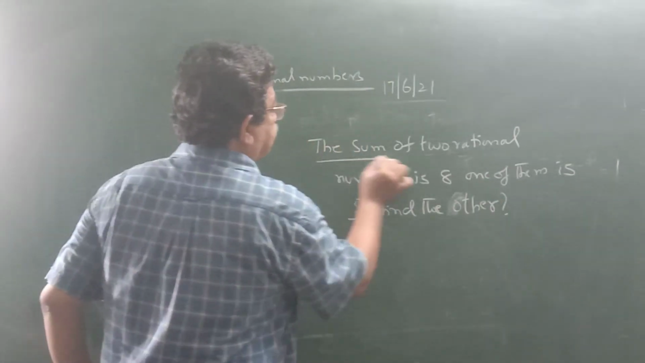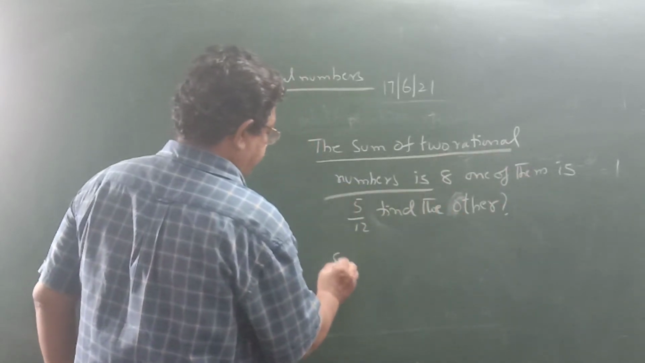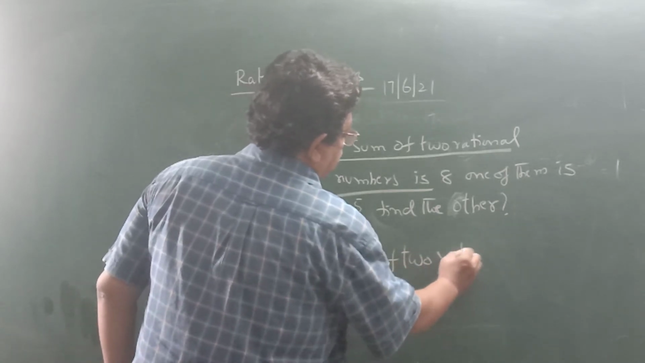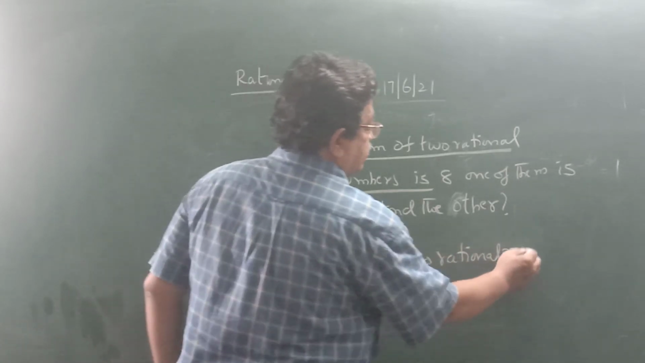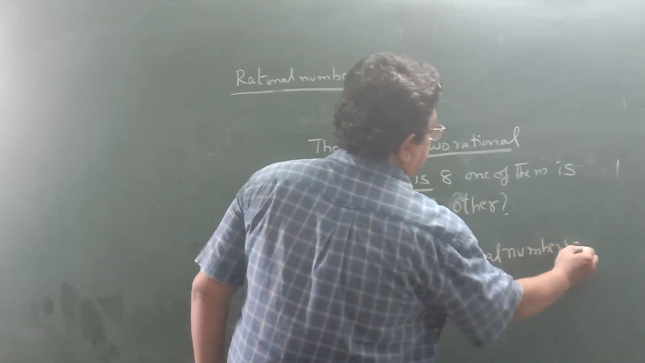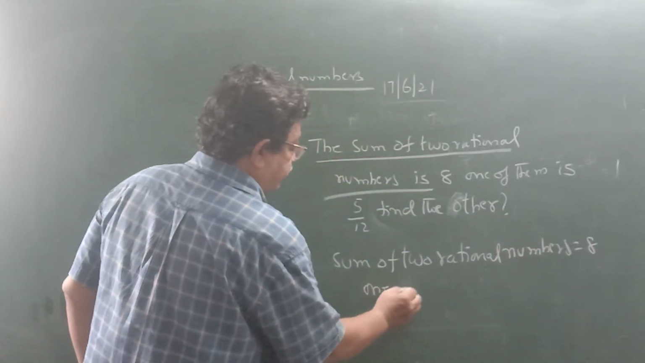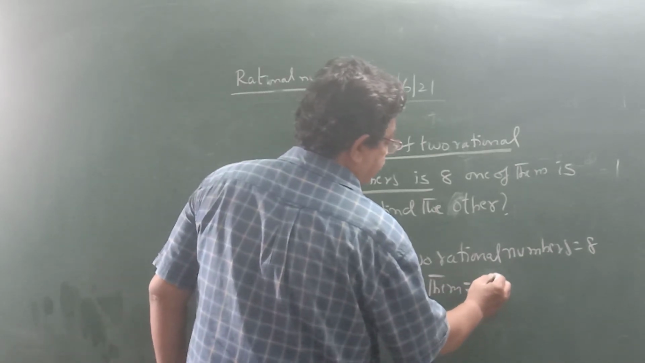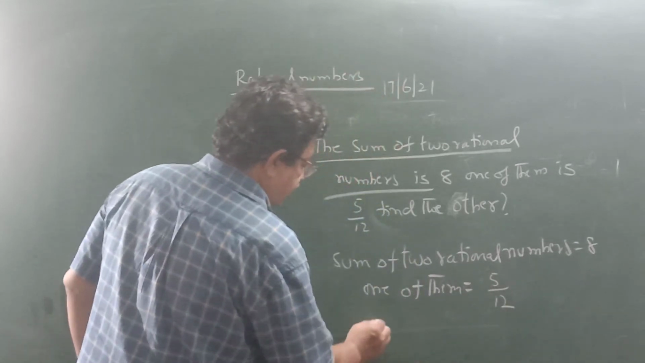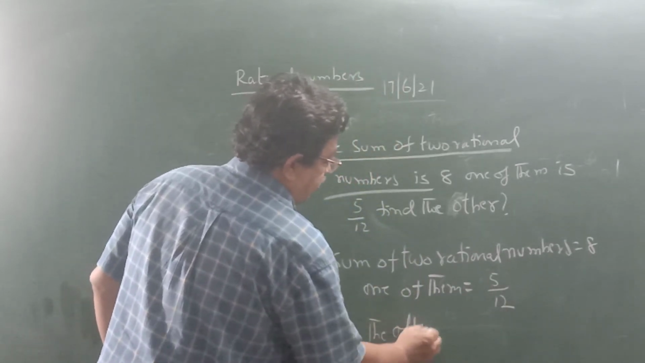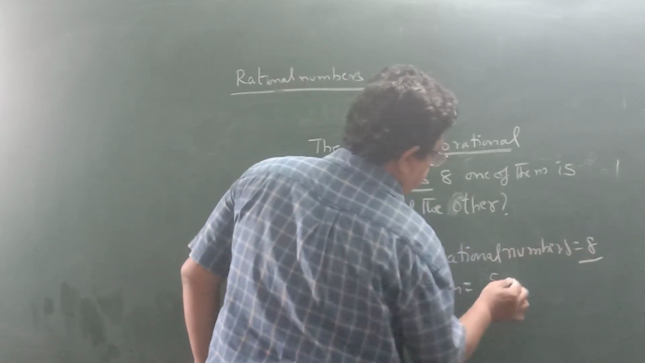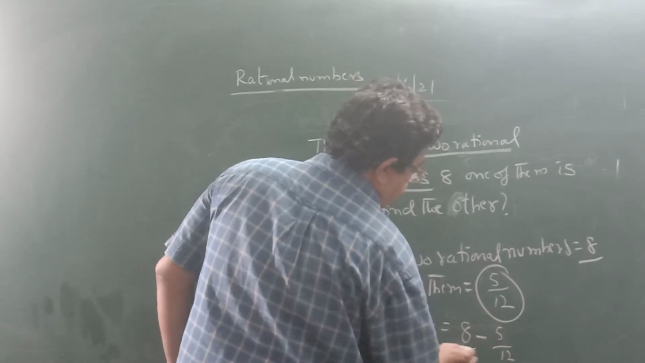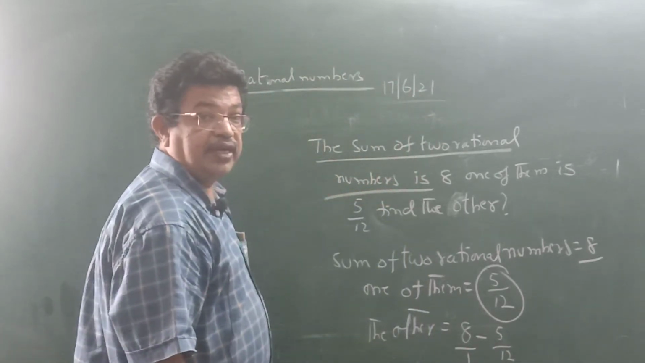We want to take the first step. Sum of two rational numbers is equal to 8. One of them is equal to 5 by 12. To get the other rational number, from the sum you want to subtract one of the numbers. 8 minus 5 by 12. Here no number is there for 8 in the denominator, which means you can write it as 8 by 1.